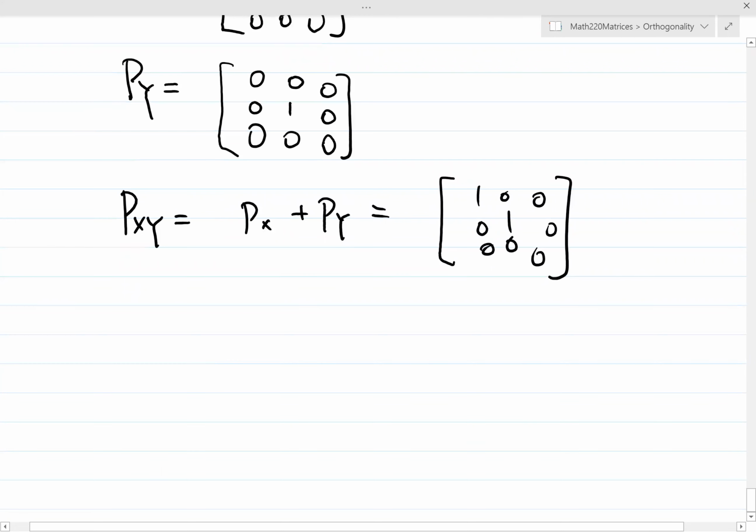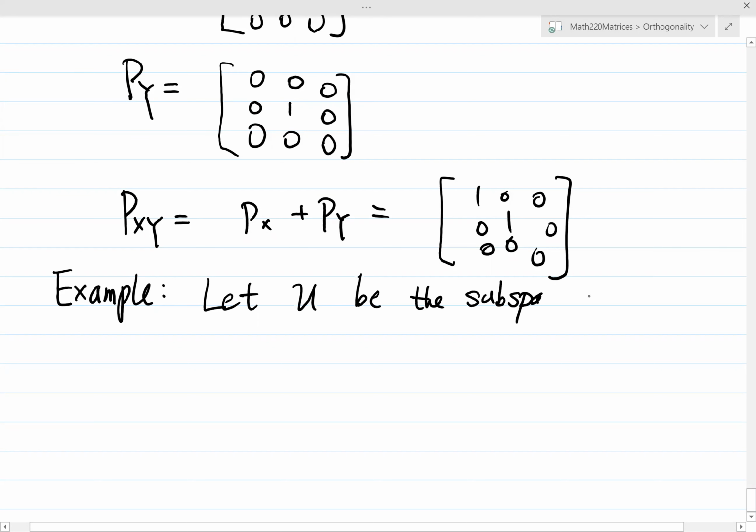Now let's see this example. Let U be the subspace of R3 generated by, spanned by, these two vectors. Now it's possible that you have a basis that is not orthogonal with each other.